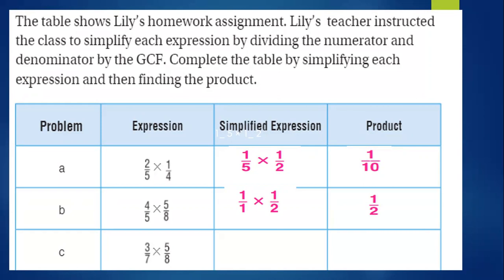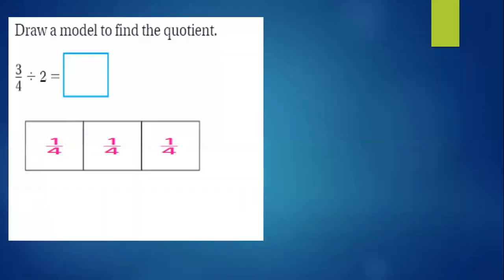Third one, 3/7 times 5/8. Here, you cannot simplify as there are no common factors. So you will multiply the numerators and multiply the denominators. So you will get 15 out of 56. Understood? So you have to find the simplified expression and the product. Product means you have to just multiply the fractions.